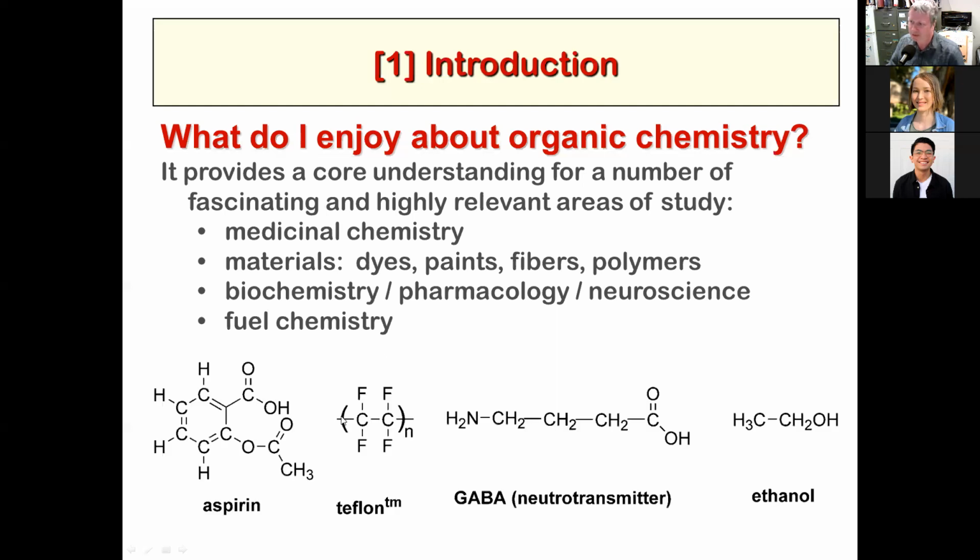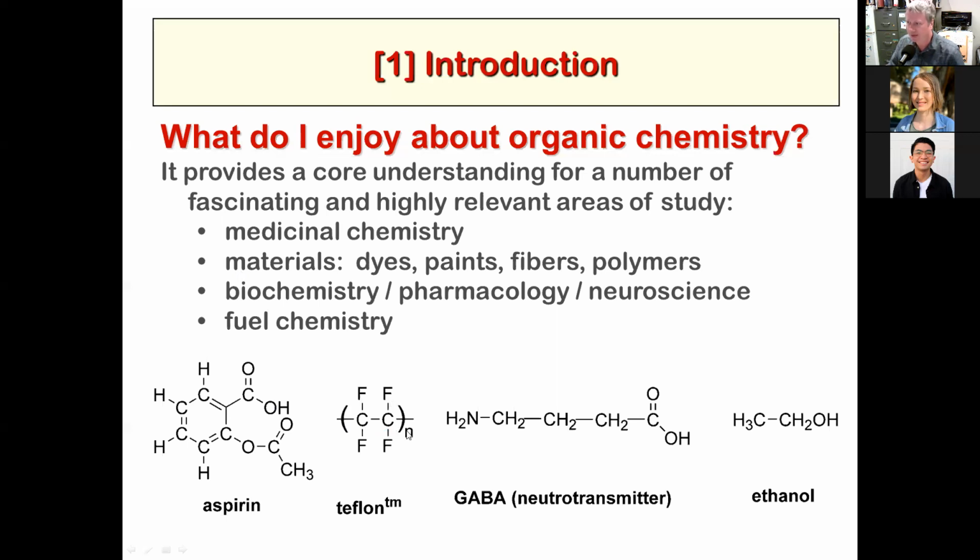Okay, so a couple of your first organic molecules. Aspirin is used as a mild painkiller. It's a series of carbons and hydrogens and oxygens. Teflon is a material, so it's the second category. Teflon looks a little weird with the parentheses and the n.